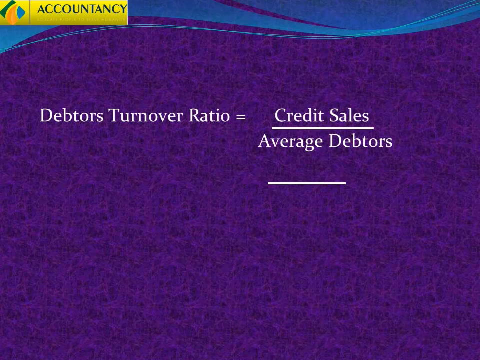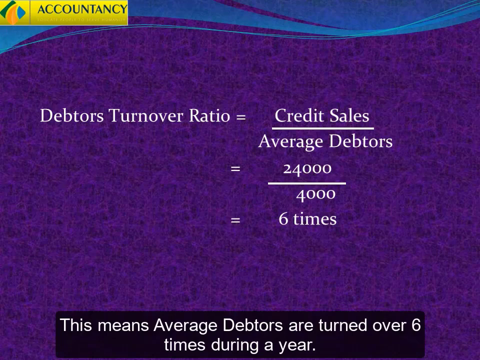Debtor turnover ratio is equal to credit sales divided by average debtors, which is equal to 24,000 divided by 4,000, which is equal to 6 times. This means average debtors are turned over 6 times during a year.